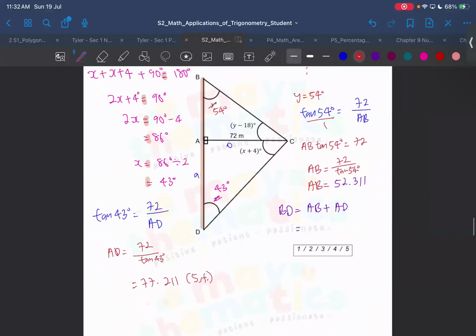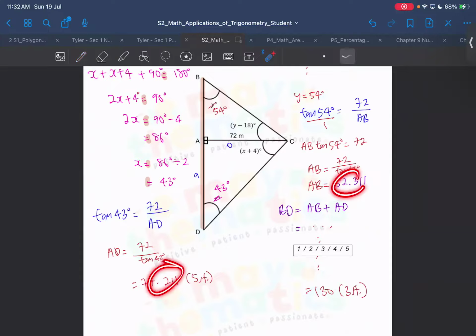Good. Okay, so now add together, then you should get 130 in 3SF. Add these two together. Then I'll move on already.